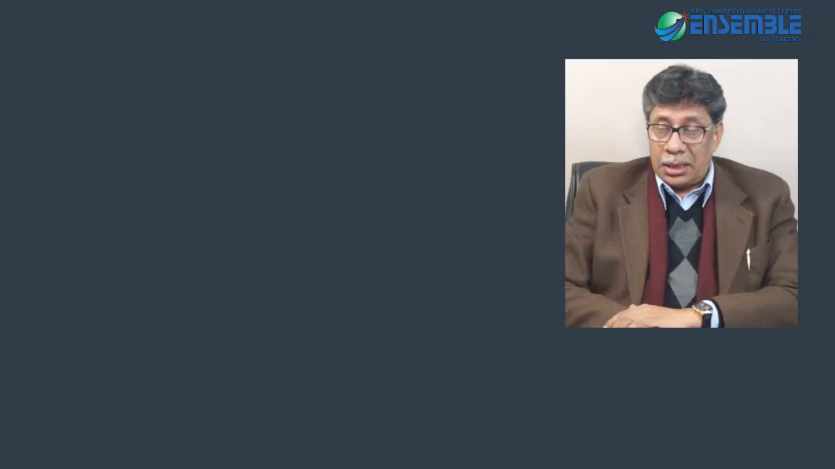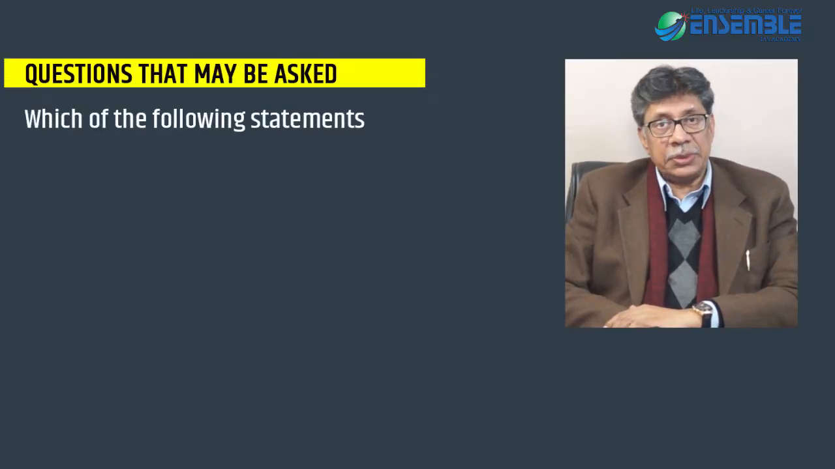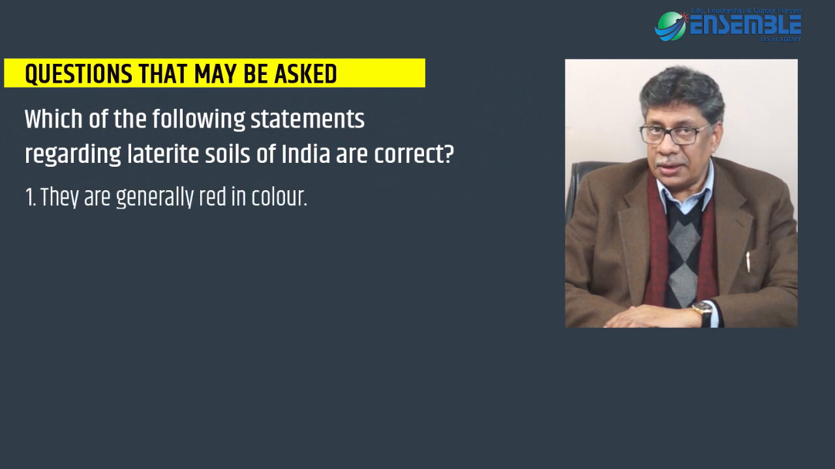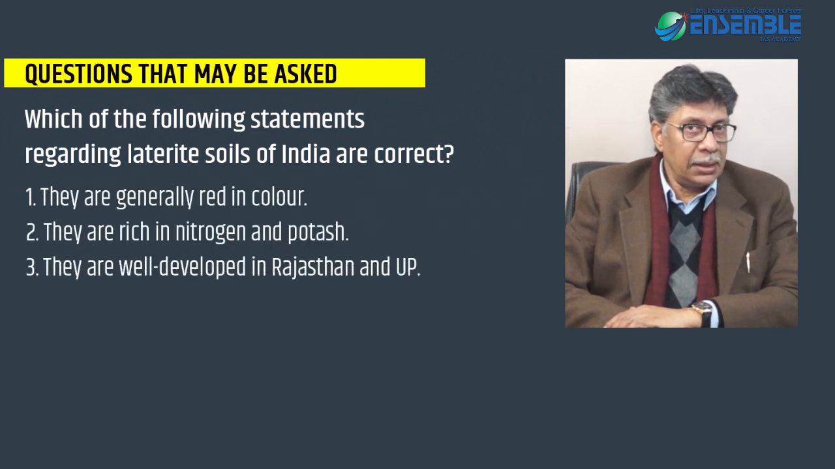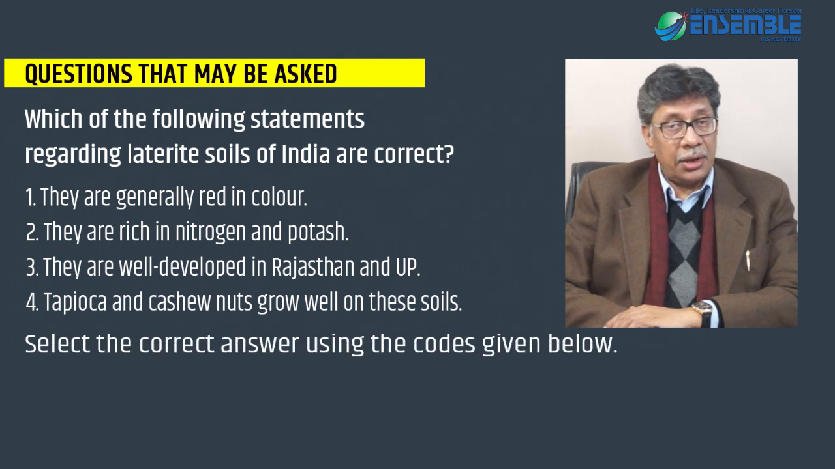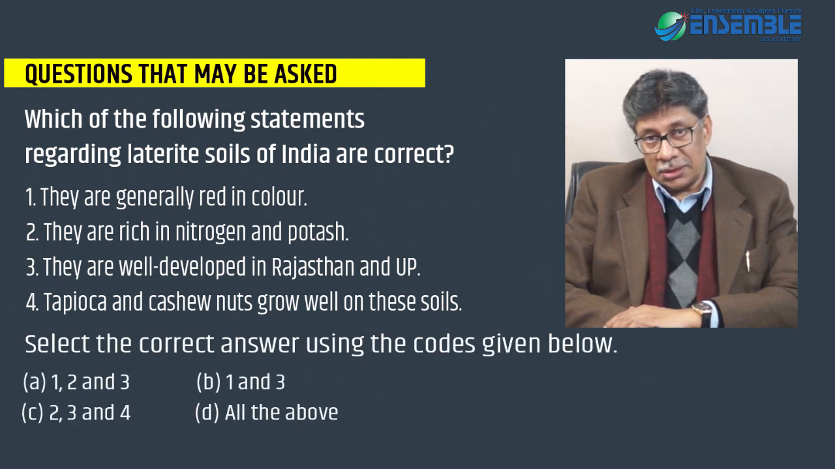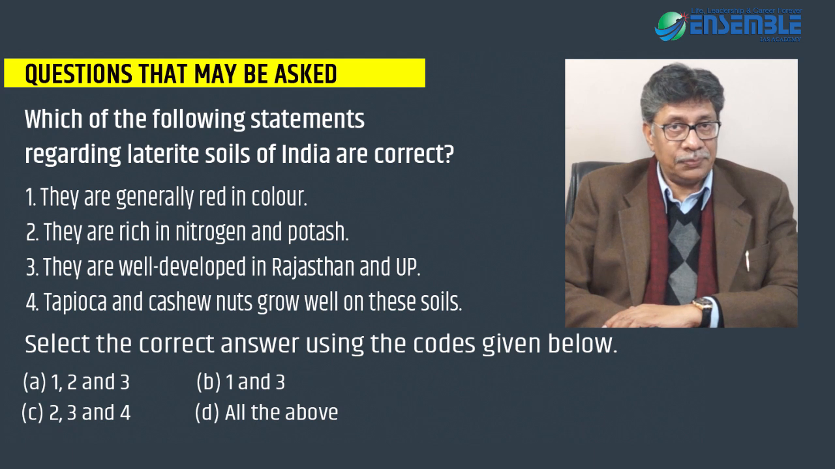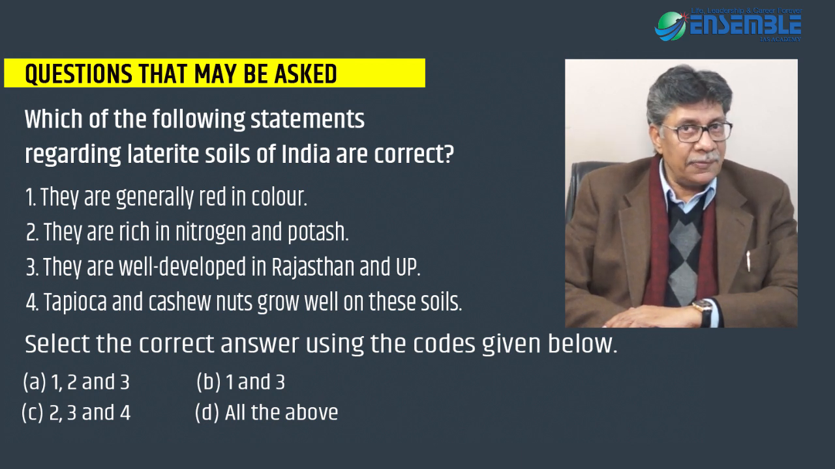Accordingly, as you can see, a good number of questions have been asked here. Which of the following statements regarding laterite soils of India are correct? You can take a look on your screen. One, they are generally red in color. Two, they are rich in nitrogen and potash. Three, they are well developed in Rajasthan and Uttar Pradesh. And four, tapioca and cashew nuts grow well in these types of soils. Ultimately you have to select the correct code.